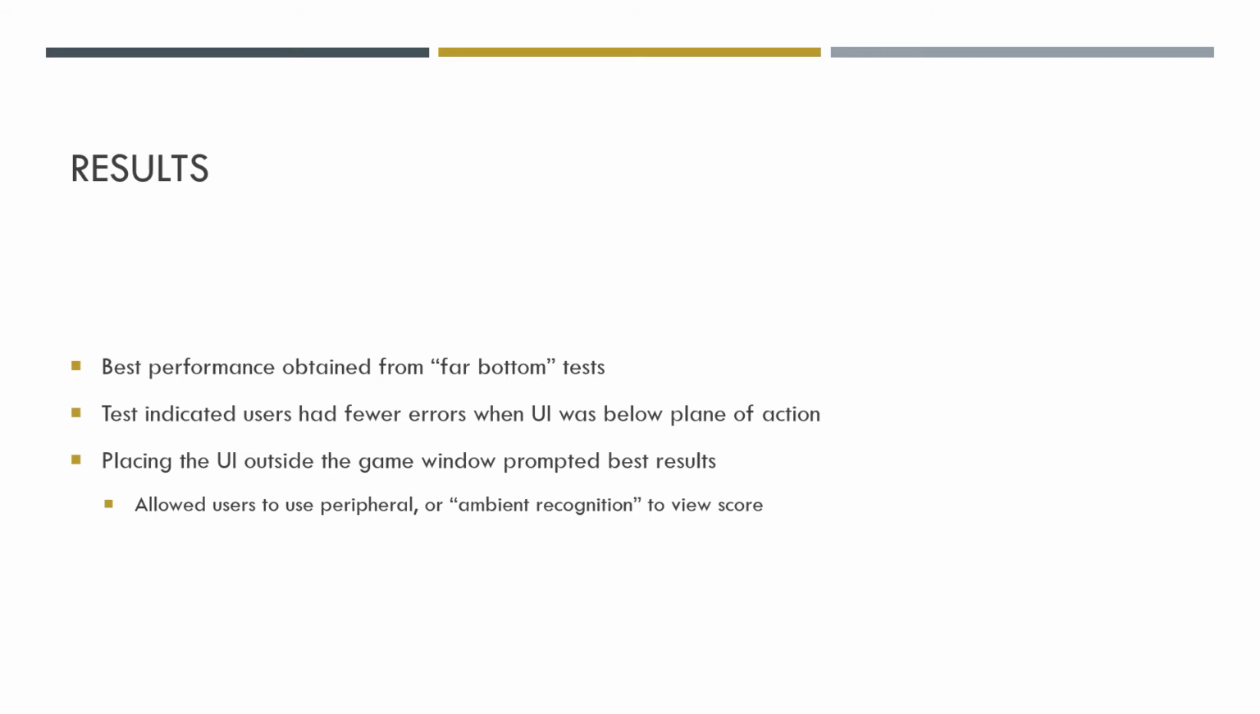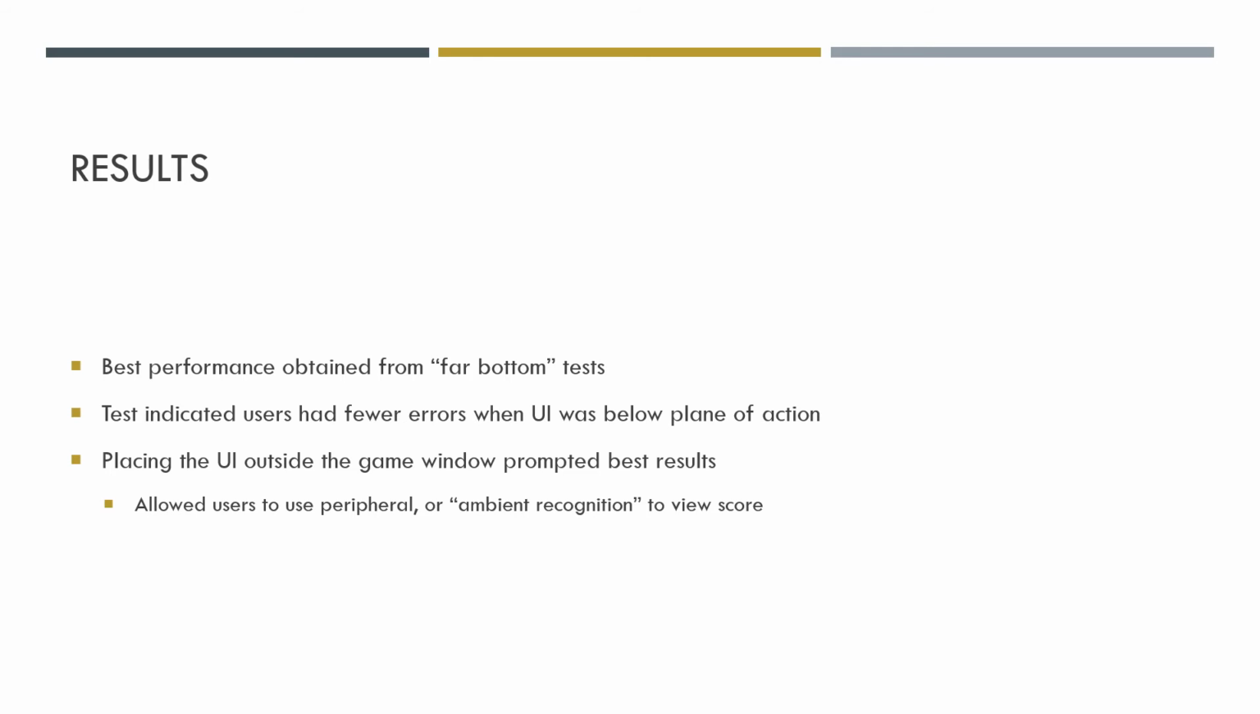The first was that users could use their peripheral or ambient recognition in order to view the score. And so it seems a little controversial that you would place something important outside of the main focal point where the user's looking, in the periphery, because we always think of peripheral vision being very fuzzy, not very detailed, very motion oriented.